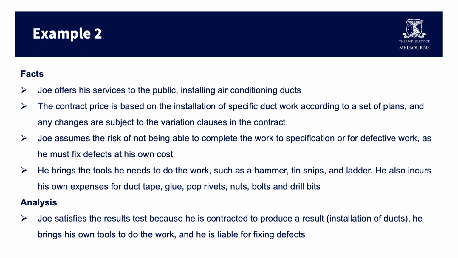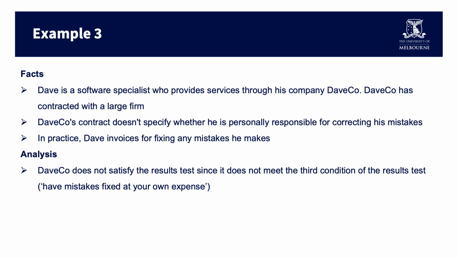to produce a result, and he brings his own tools to do the work, and he is liable for the defects. However, Dave Corporation doesn't satisfy the result test since it doesn't meet the third condition of the result test.